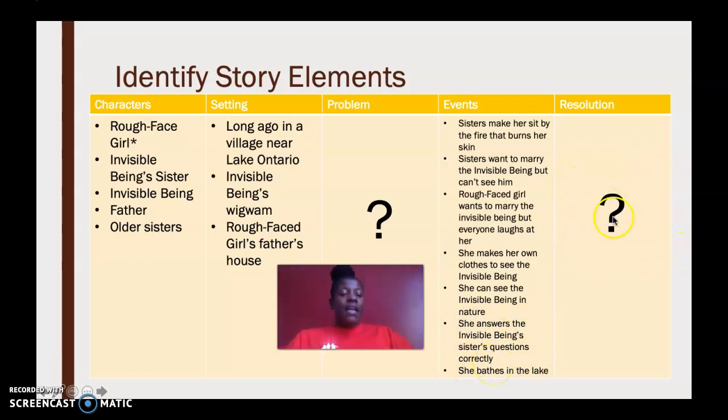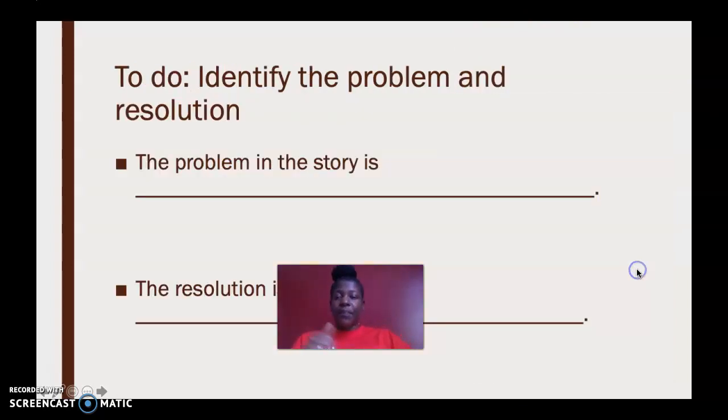Now I want you to think about the resolution. What happened at the end of the story? As far as the events, this is something we started incorporating into our lessons right before we ended up not going back to school. These are just the main events that happen in the story. Now I want you to tell me what the ending result is. That will be what you submit today.